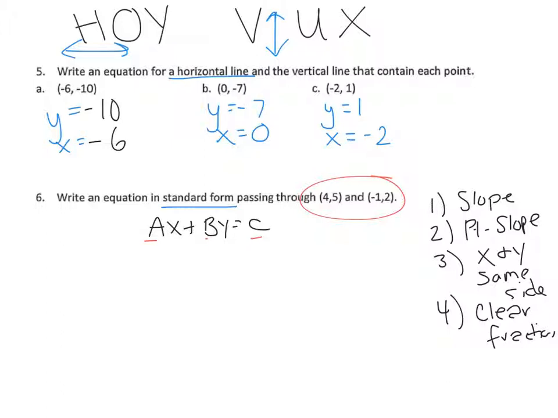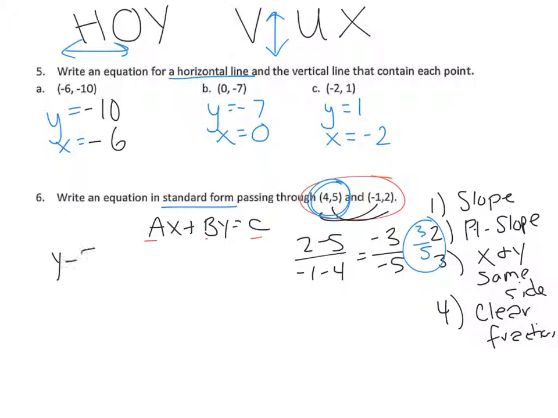Find the slope. So 2 minus 5 divided by -1 minus 4 is -3 over -5. Well, we know that's 3/5. So that's my slope. This is my point. Remember, it doesn't matter which point you use. So it's going to be y minus 5 equals 3/5 times x minus 4. That's in point-slope form.